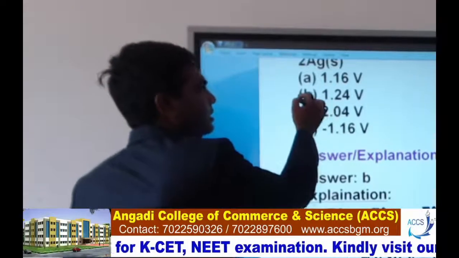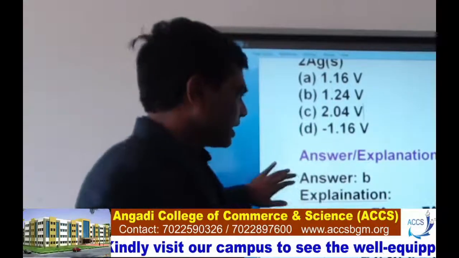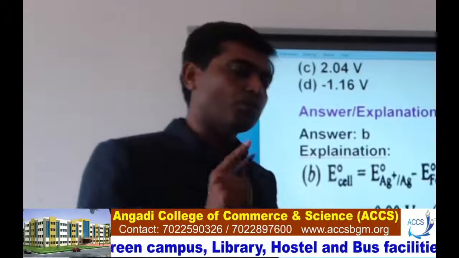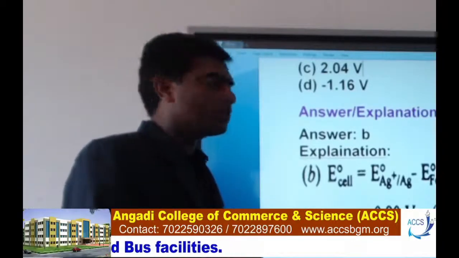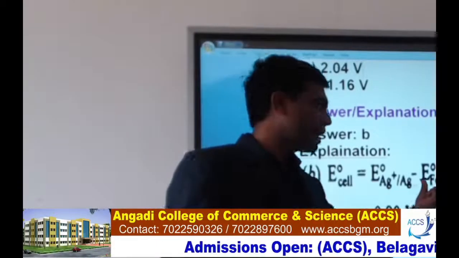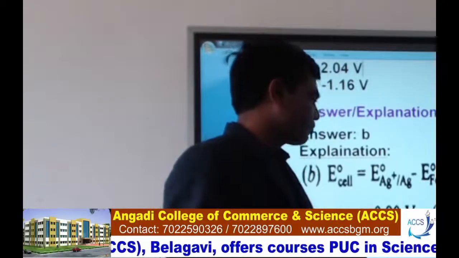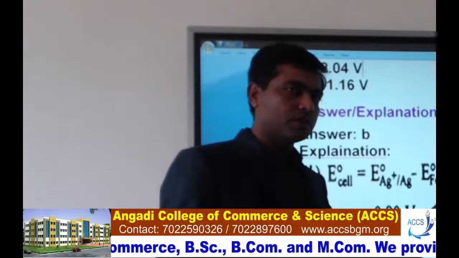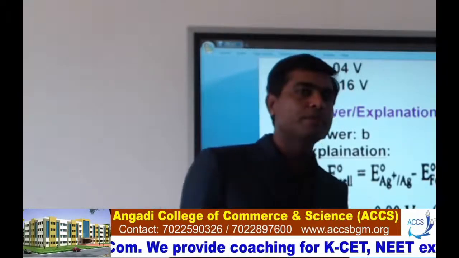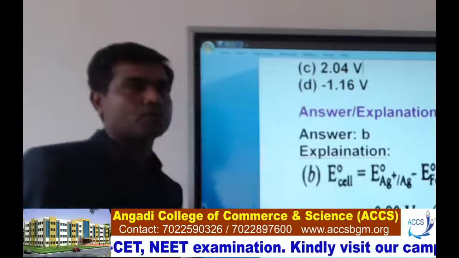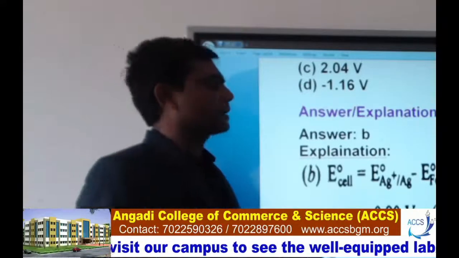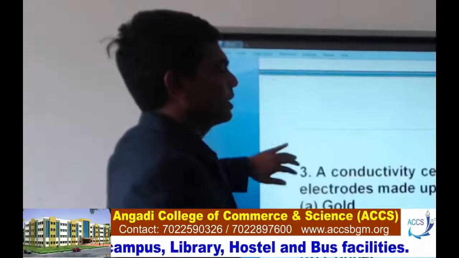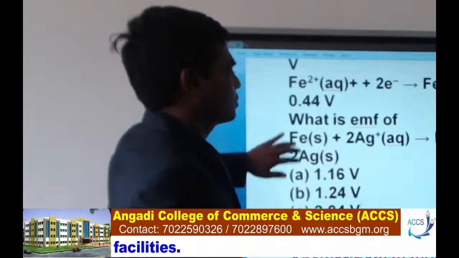Why is the answer B? Let's see. We have the expression that E cell is equal to E Ag minus E Fe. Why did I take Ag as the cathode? Because it is having the positive value and Fe the negative value. Therefore 0.80 minus of minus 0.44, minus into minus becomes plus, and the value will become 1.24 volt. Okay, like this a simple reaction you can calculate when they give the E naught values, you have to calculate E cell. Okay, next question.